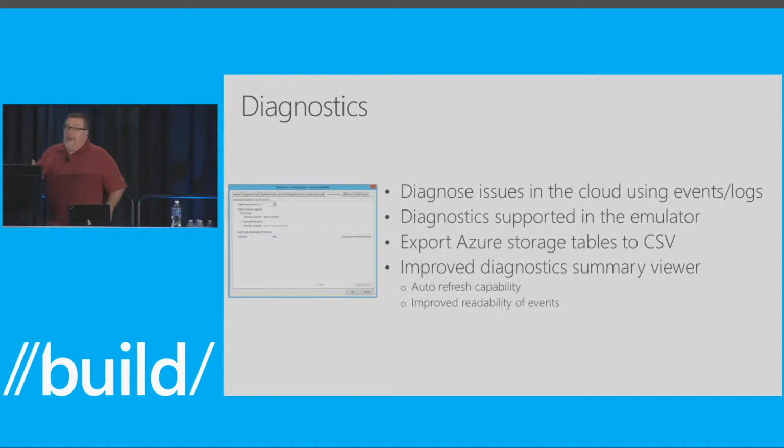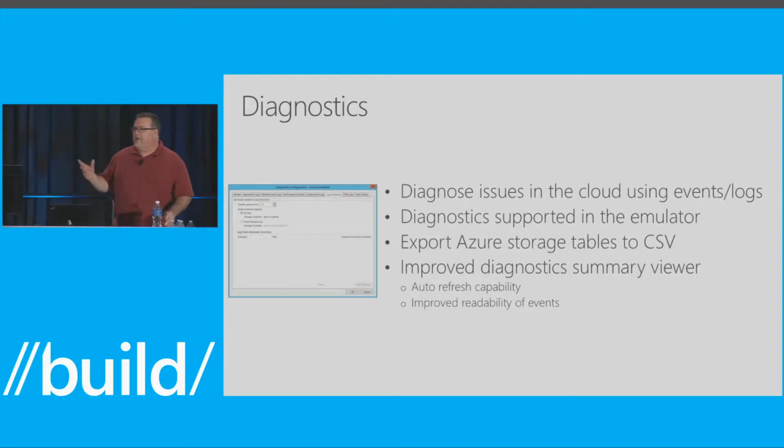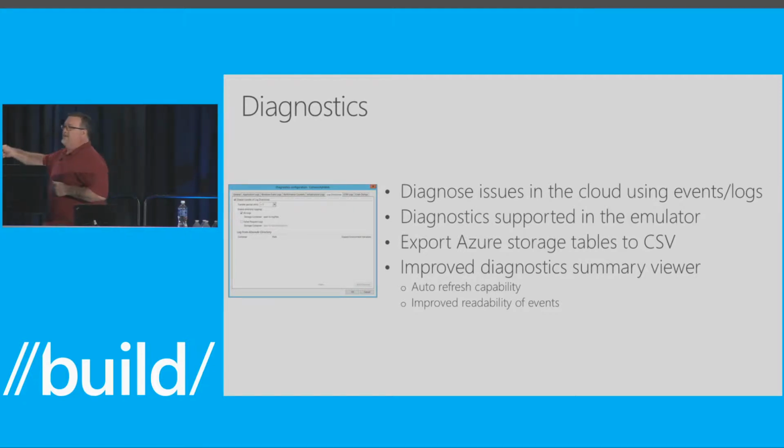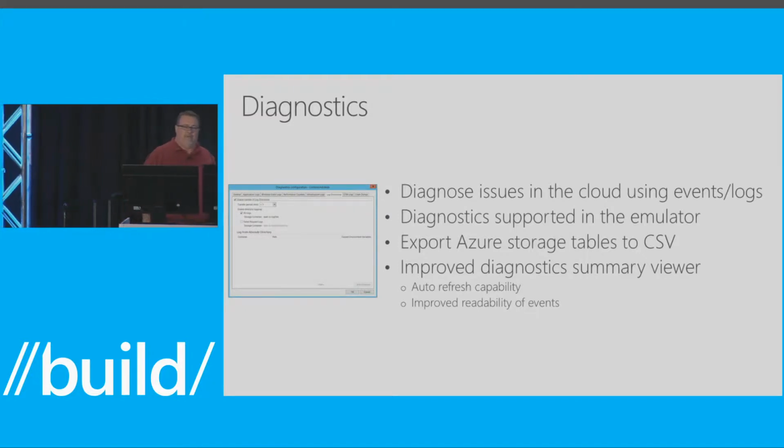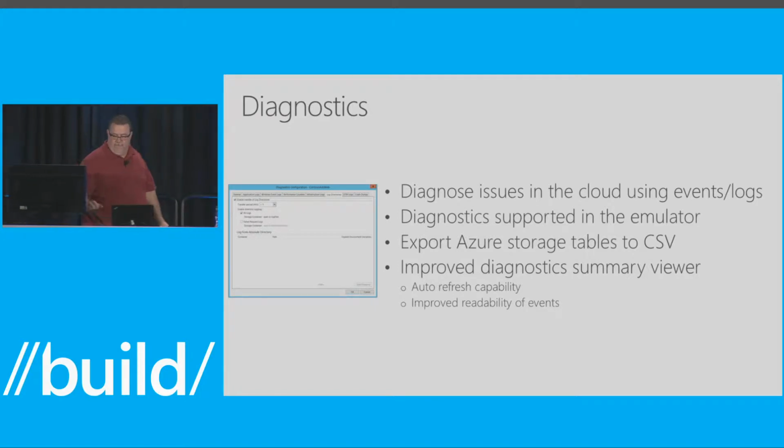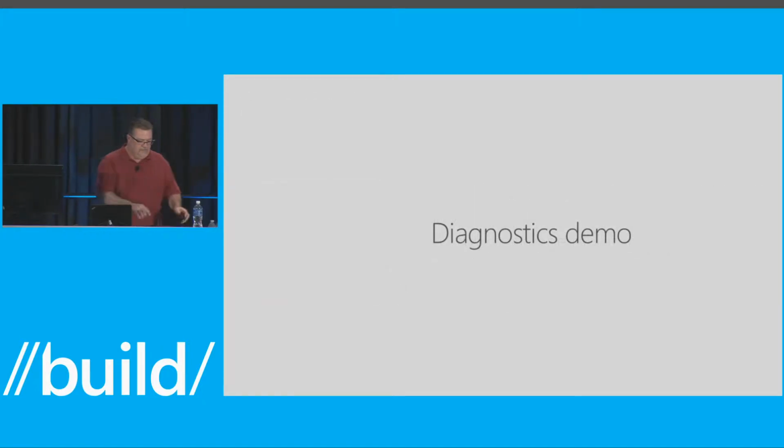We now support diagnostics when you F5 in the emulator, so you can try out all of your event sources and your trace write events and stuff that you're doing. In the past, that wasn't supported, so that's a really nice thing, and I'll show you how that works. And you no longer have to try to read your logs in that little small window inside of Visual Studio. You can now easily export those out to a CSV file and open them up in Excel or any other viewer that handles CSVs. And then we improved the viewer a little bit, and I'll show you what that looks like. All right, let's jump into a demo here.